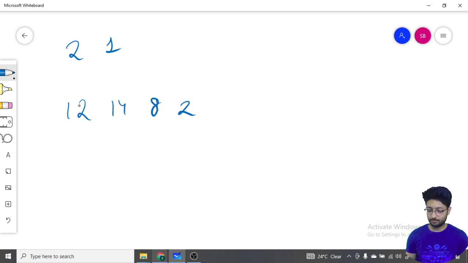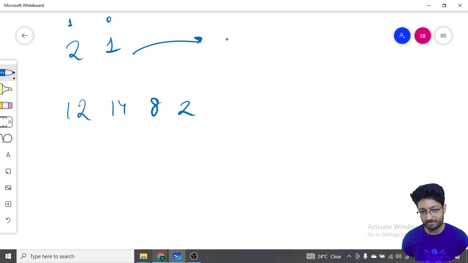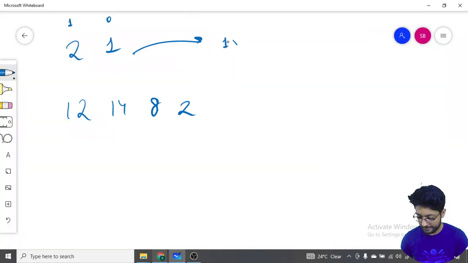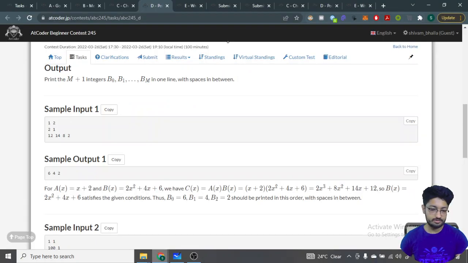Now how do we build these polynomials? It is just that you start from 0. So this is the 0th element, this is the first element from the back. So it is x power 0, so x power 0 into the 0th element plus x power 1 into the first element, which gives the first polynomial.